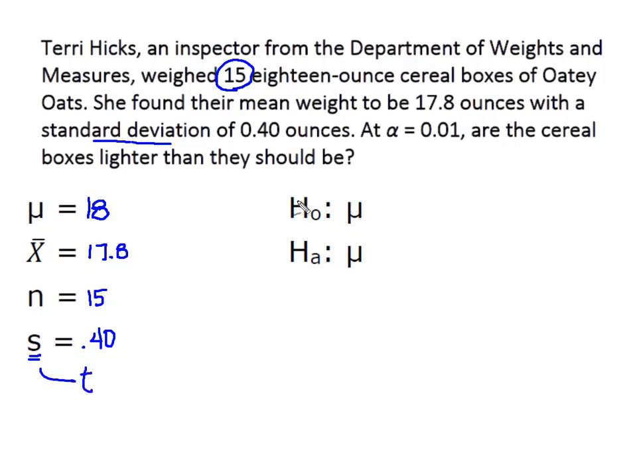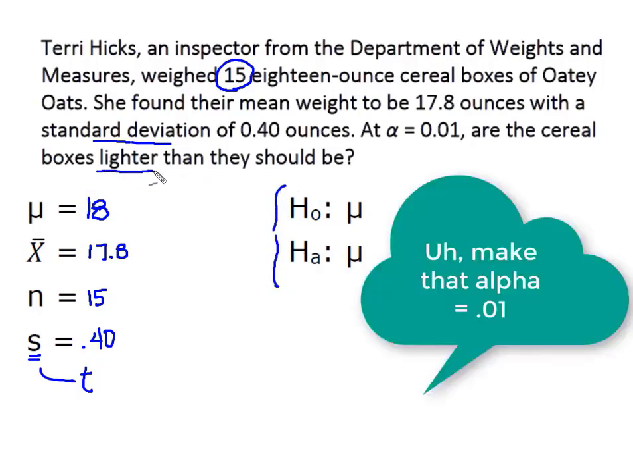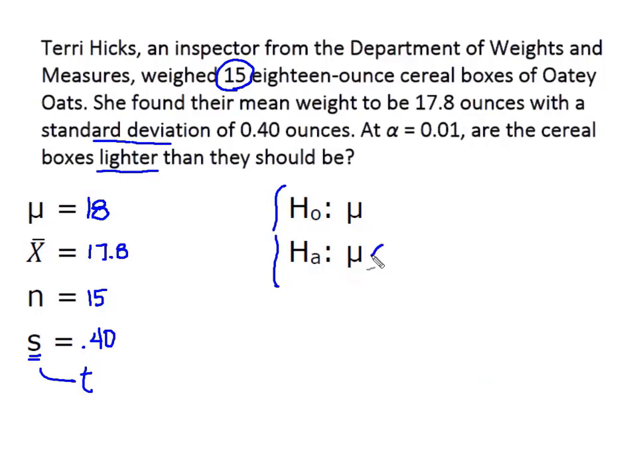So let's look at our null and alternative hypotheses. She is saying at an alpha of 0.05, are the boxes lighter than they should be, which means they would weigh less than 18 ounces. So that makes H0 greater than or equal to. Remember, H0 and HA are mathematical opposites. We never have an equal to sign down here in HA. So we know we're going to run technically a one-tailed left test.